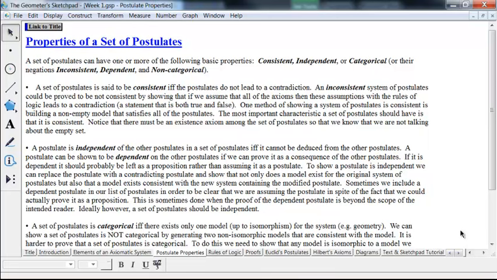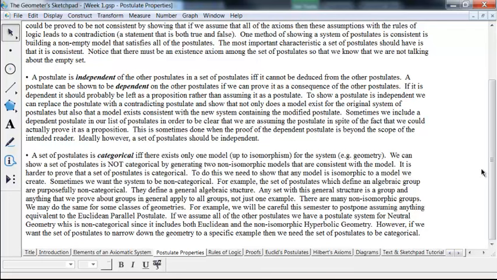Now, the last property that a set of postulates could have that we're going to talk about is that it could be categorical. To be categorical means it's basically a complete set of postulates, so that there exists only one model up to isomorphism for a system. Maybe we need to talk about this word isomorphism just a bit. In mathematics, you should be familiar with the word bijection. A bijection, of course, is a one-to-one onto function. So it maps one set onto the other set in a one-to-one manner.